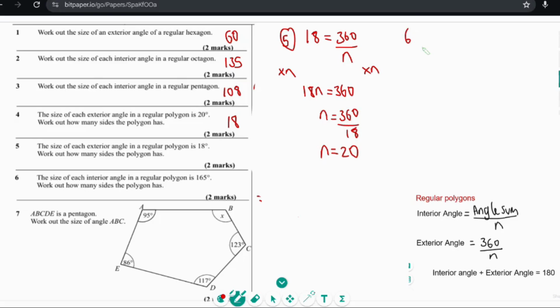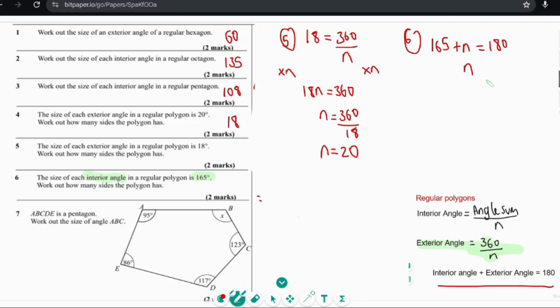Question 6. The size of each interior angle in a regular polygon is 165 degrees. Work out how many sides the polygon has. Well, this time we're given the interior angle. We need the exterior angle to use this formula. So we need the bottom equation to get the exterior angle. So we know the interior, 165 plus n is equal to 180. Let's take 165 off both sides, which gives us n.